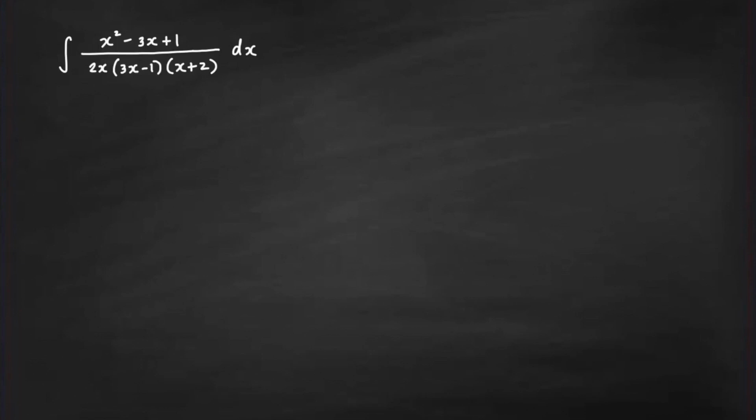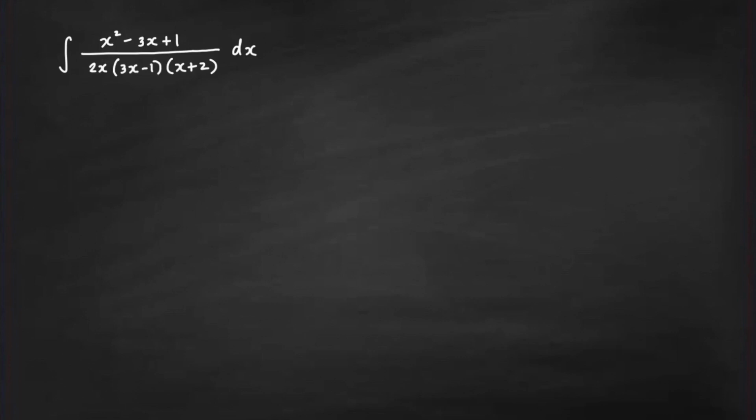Next, integral. So pause this video if you want to try this out first. So we want here to integrate this x squared minus 3x plus 1 all over 2x times the quantity 3x minus 1 times the quantity x plus 2. So we have here again distinct linear factors, 2x and then 3x minus 1 and then x plus 2. So we can use the cover-up technique.